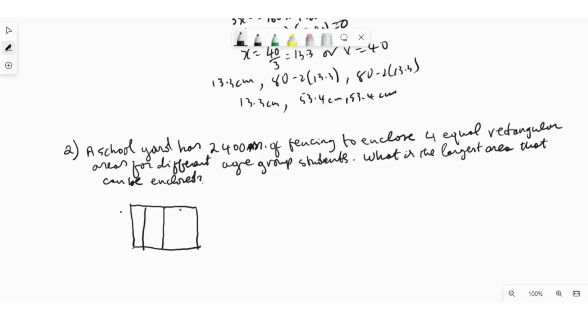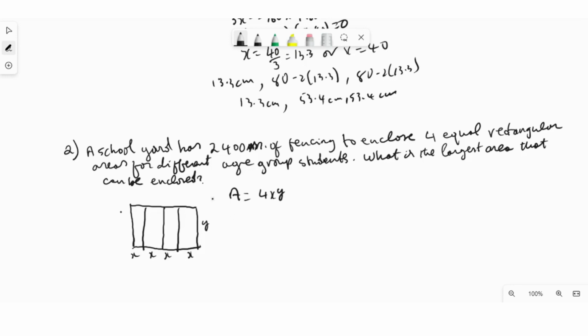1, 2. So we have 4. So 1, 2, 3, 4. So let's see, the length of this is y, the length of this is x, the length of this is x, x, and x. So what are we optimizing? We are finding the largest area, which means maximum area. Therefore, the formula for area will be 4x times y.